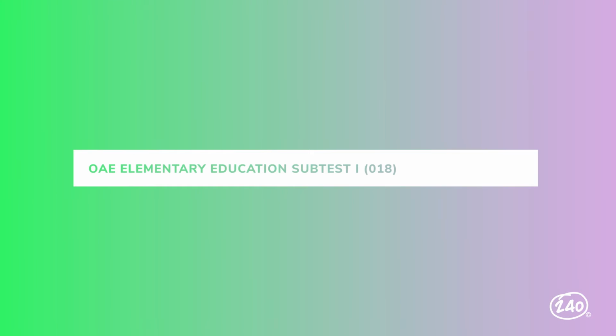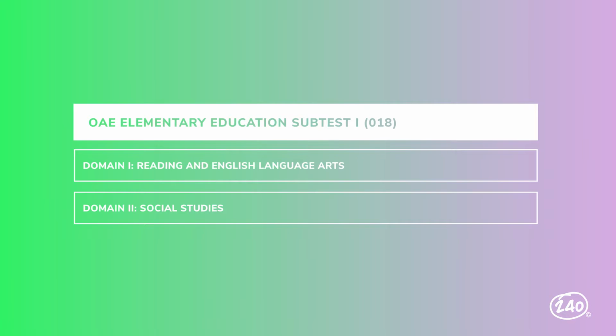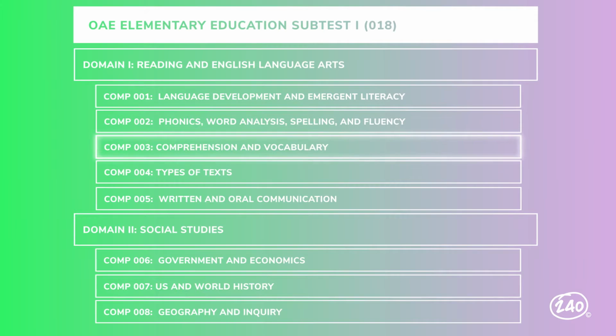Now, the OAE Elementary Education Subtest 1 is made up of those two domains we just talked about: reading and English language arts, as well as social studies. Reading and English language arts makes up a little bit more of this test. It's about 62% of the exam. And social studies, a little bit smaller, 38% of the exam. Each of those two domains has a bunch of competencies under it, and that's going to give us more information about what's going to show up on the test.